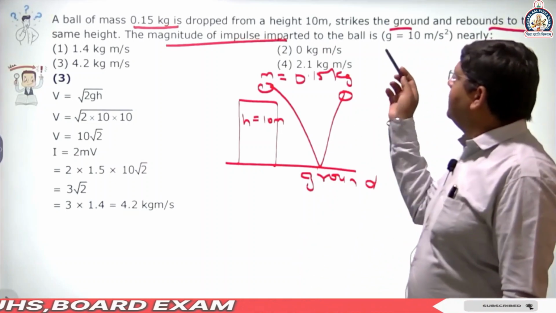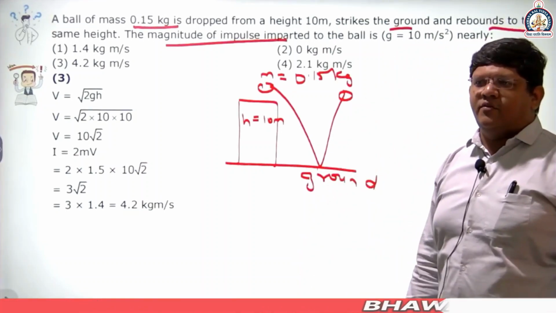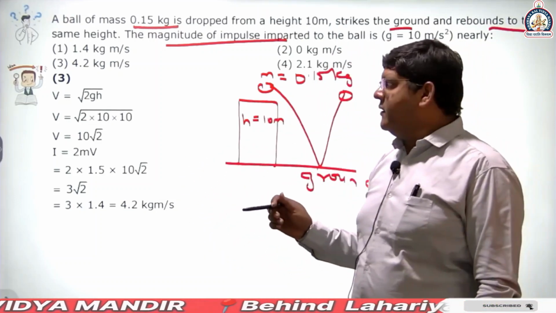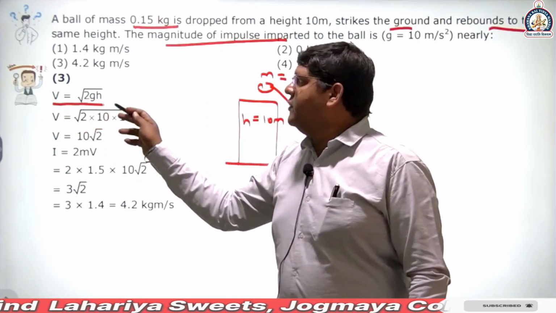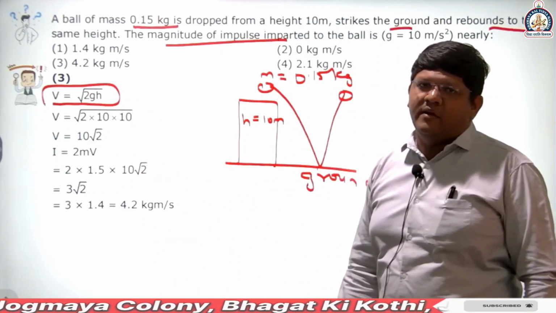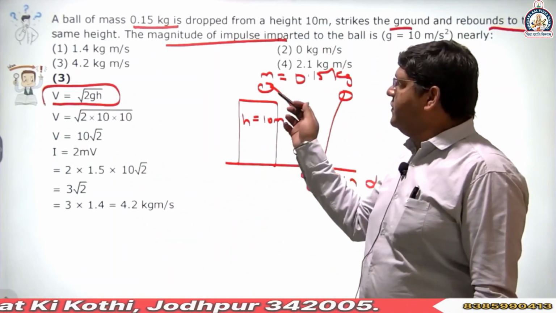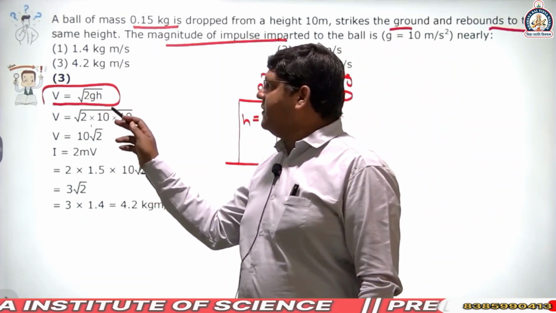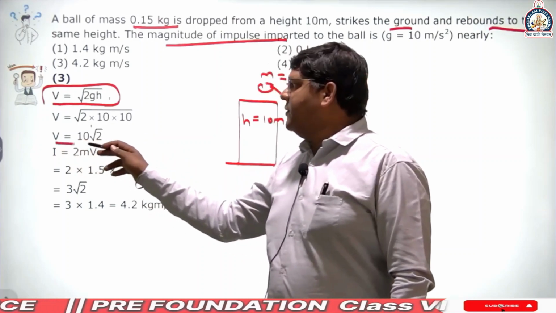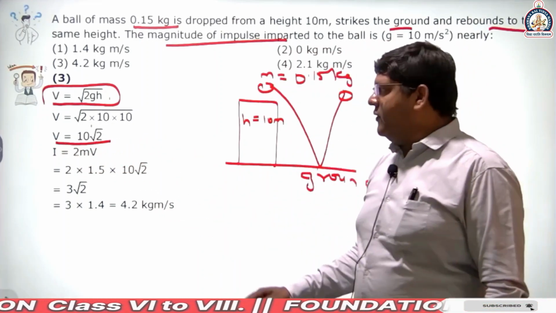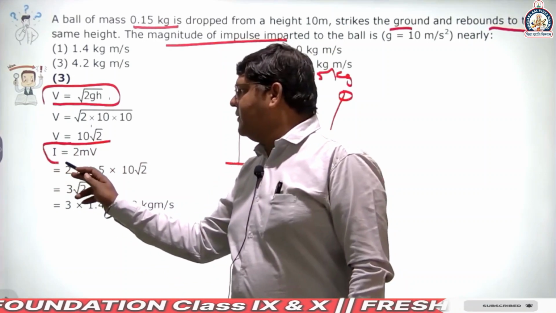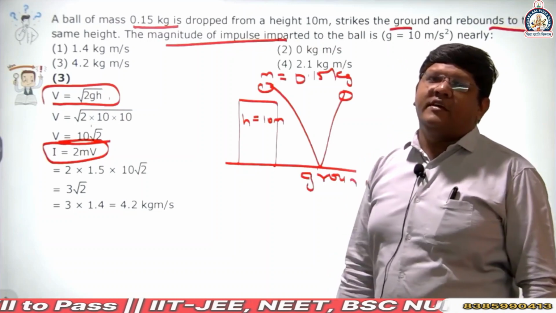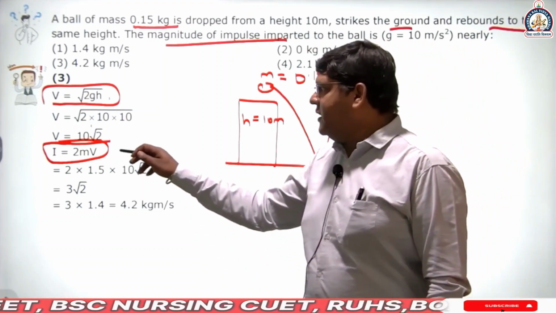Impulse is the multiplication of force into time. Now for this we can calculate the final velocity as v is equal to under root 2gh, because the initial velocity is 0. Now 2 is written as 2, g is written as 10, height is 10, so the velocity becomes 10 root 2. In case of rebound, the formula for impulse is I is equal to 2mv, because impulse is equal to change in momentum. So this is written as 2mv.